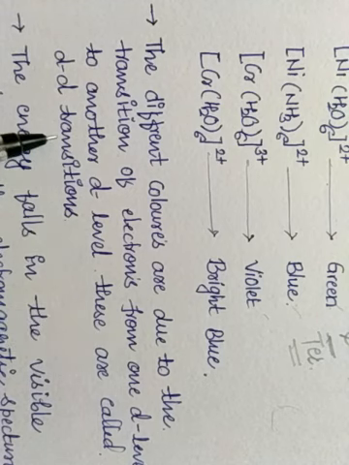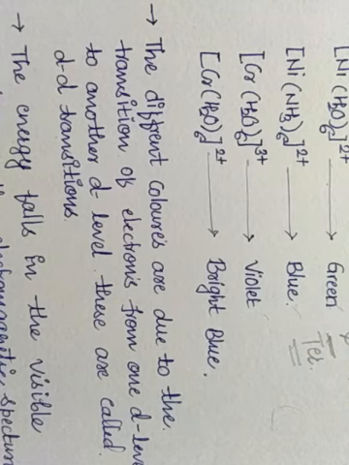These are called DD transitions. The different colors are due to the transition of electrons from one D level to another D level, and these are called DD transitions. I hope you have understood the color of different elements as well as why they have become colored instead of staying as they are.